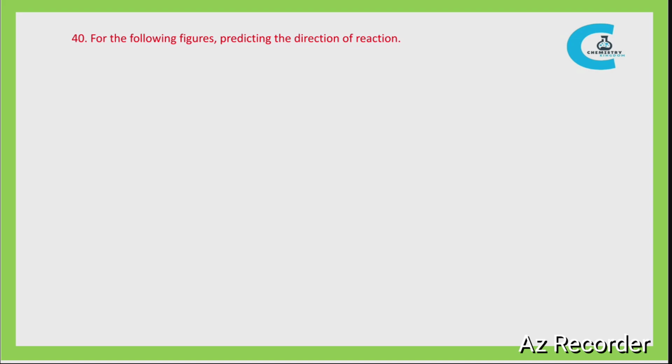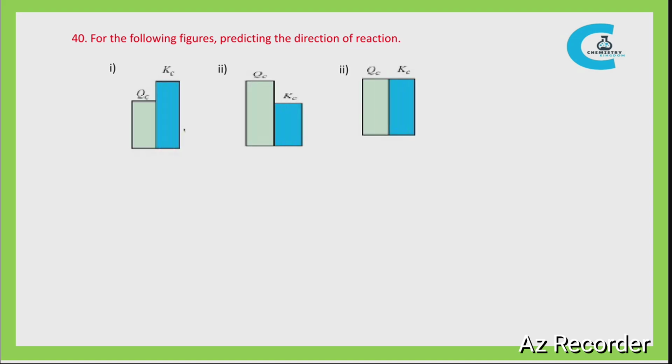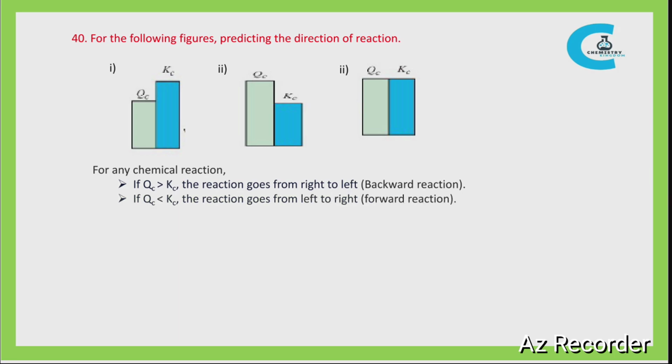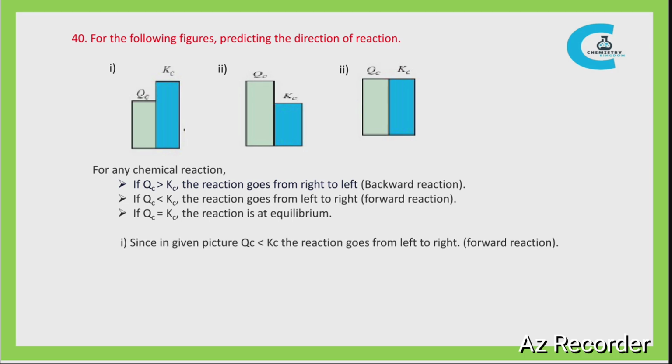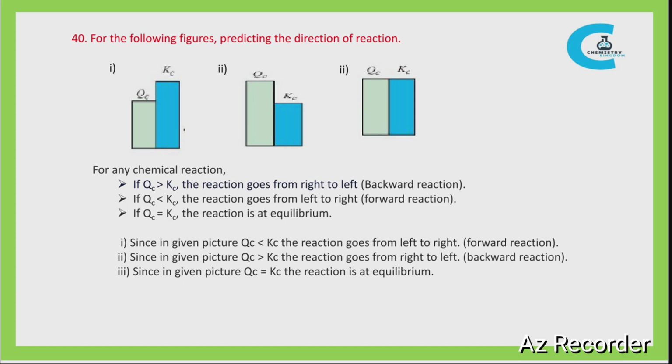For the following figures, predict the direction of the reaction. They are asking direction, so first of all, I will explain the theory. For a chemical reaction, if Qc is greater than Kc, the reaction goes from right to left. If Qc is less than Kc, left to right. If Qc is equal to Kc, equilibrium. So in the first figure, clearly Qc is less than Kc, so it is a left to right, forward reaction. Second figure, Qc greater than Kc, therefore it is a backward reaction, right to left. In the third diagram, both are equal, hence it is an equilibrium.